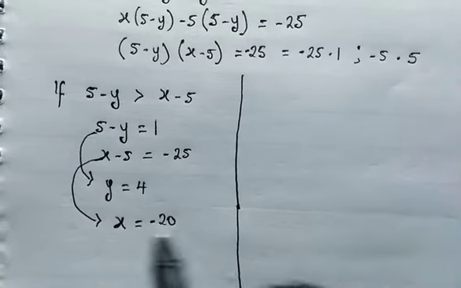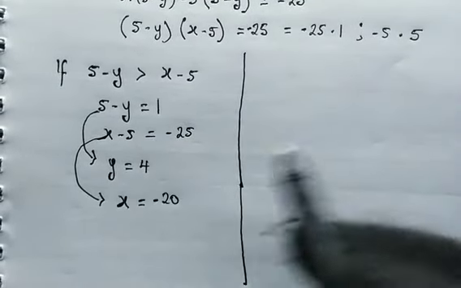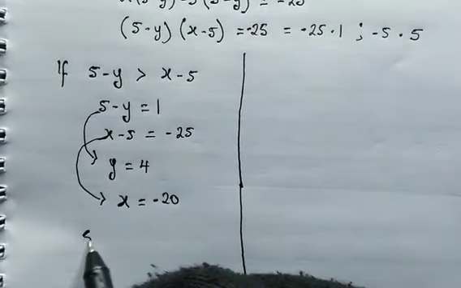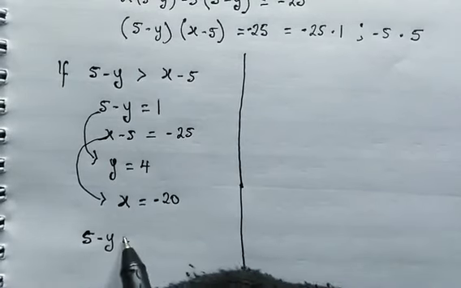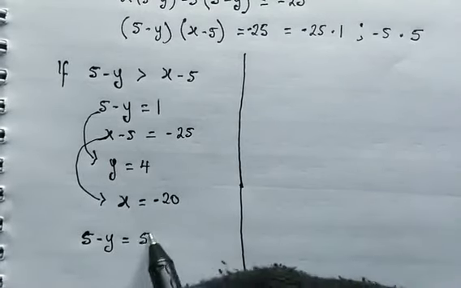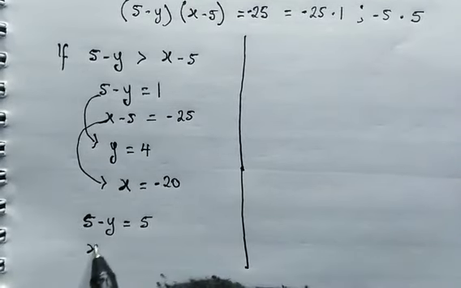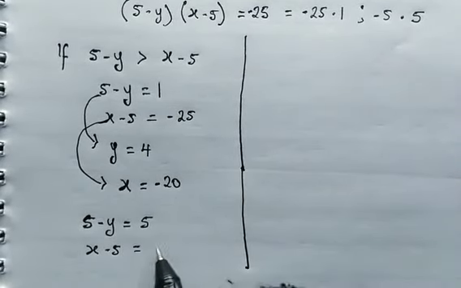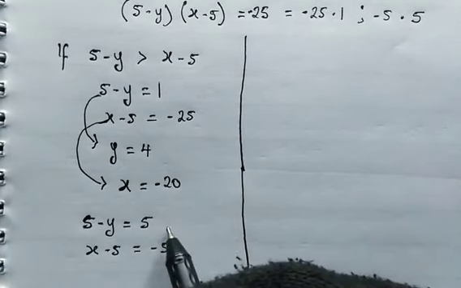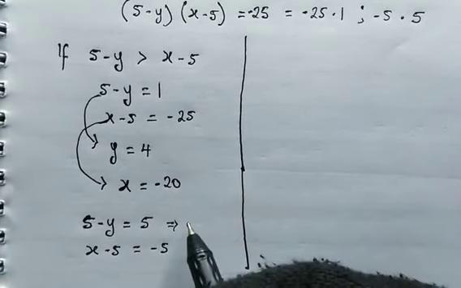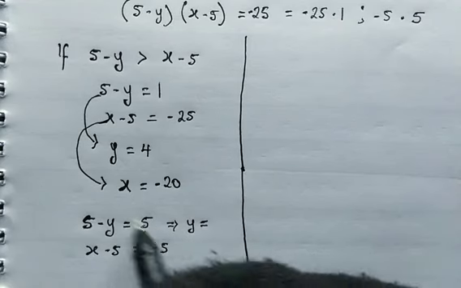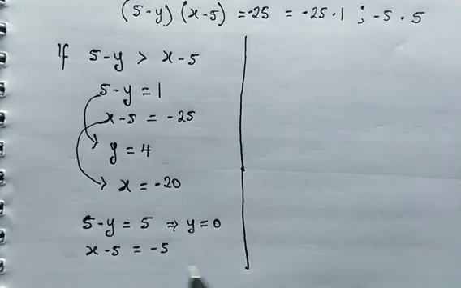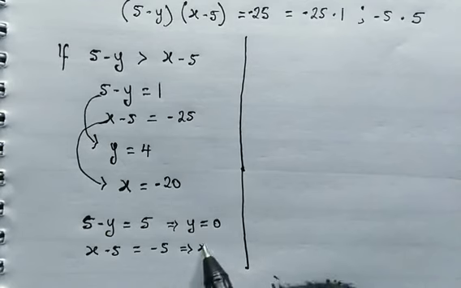Now with the other factors here, we can compare as follows. So we have 5 minus y equals 5, right? And here, x minus 5 equals negative 5. Of which from here, y equals 5 minus 5, which is 0. And from here, x equals negative 5 plus 5, which is 0.